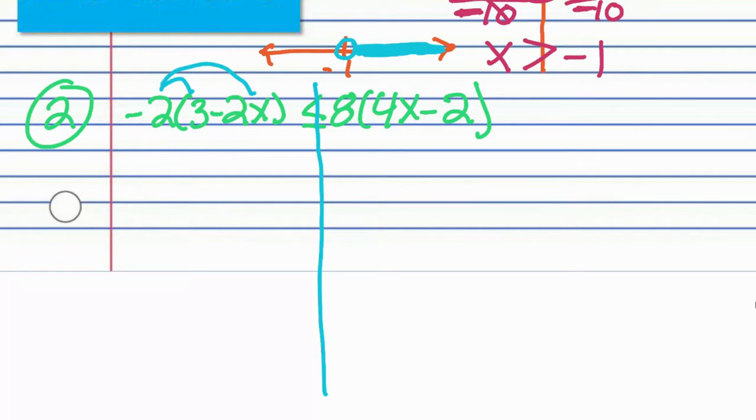Okay, so let's do our distributing here. -2 times 3 is -6. -2 times -2 is a positive 2x. So I'm just going to bring down my inequality symbol. Now I'm going to distribute on this side. 8 times 4 is 32x. And 8 times -2 is -16.